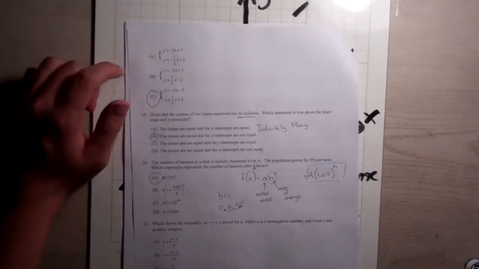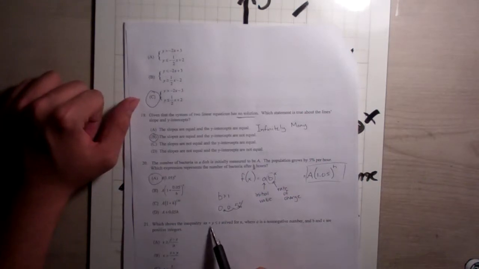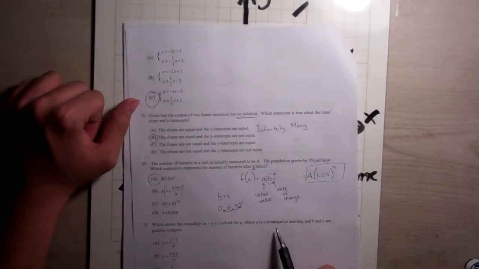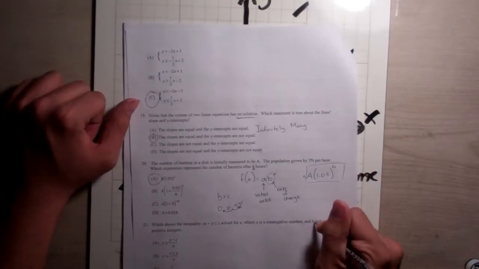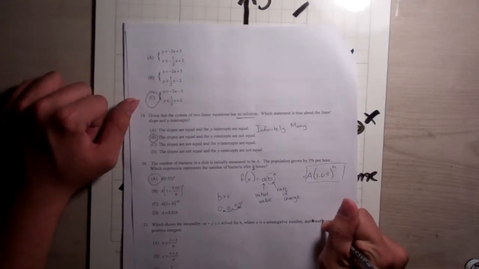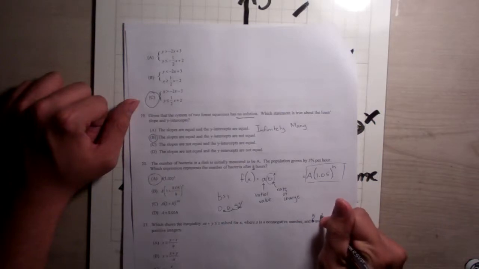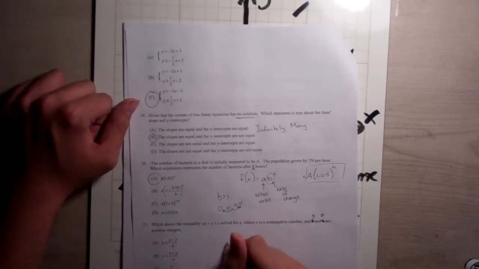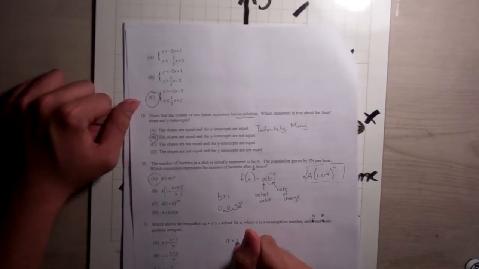Alright, moving on to the next one, number 21. Which shows the inequality ax plus y is less than or equal to z. Solve for z, where a is a non-negative number and b and c are positive integers. That's actually a typo. B and c really should be y and z. Okay, but that's not really important in this problem. Now if we look at this, I'm just going to rewrite that inequality.